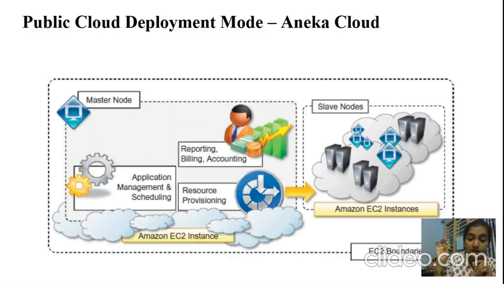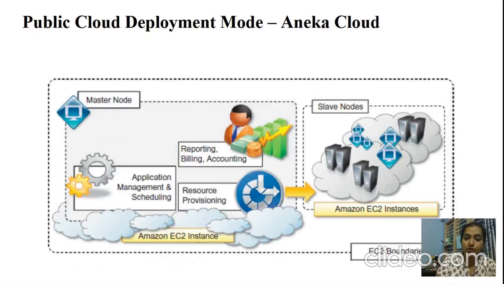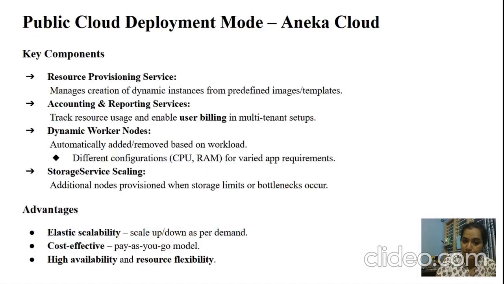So now, what are the key components which are involved in public cloud deployment? As I said in the diagram, it is about resource provisioning service, accounting and reporting services, dynamic worker node, and then storage service scaling. What are the advantages of this public cloud deployment in Aneka cloud? The first ones are elasticity and scaling, cost effectiveness, high availability and resource flexibility. So this is about the public cloud deployment mode of an Aneka cloud infrastructure.